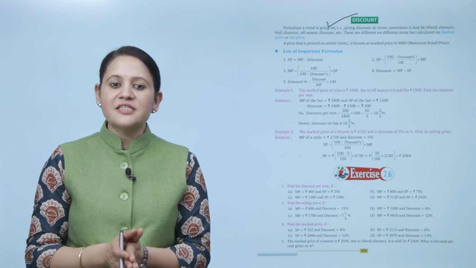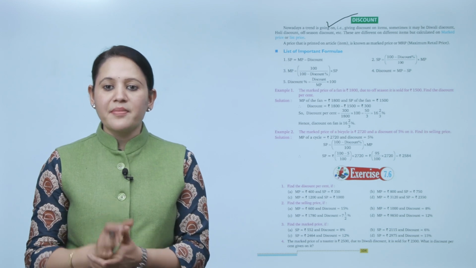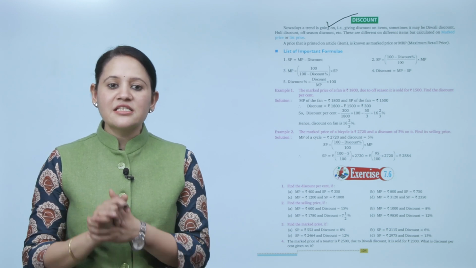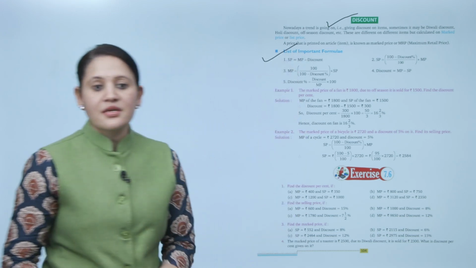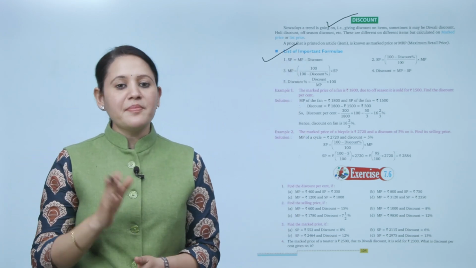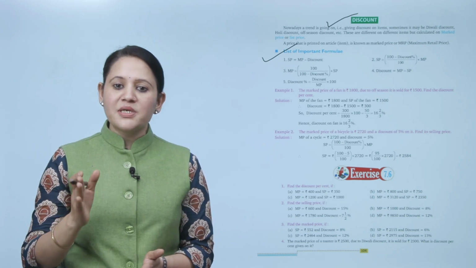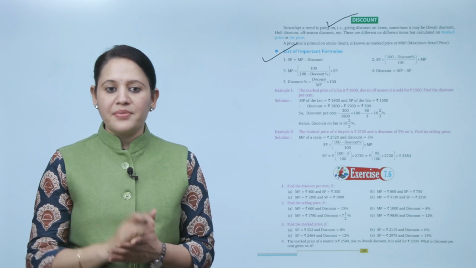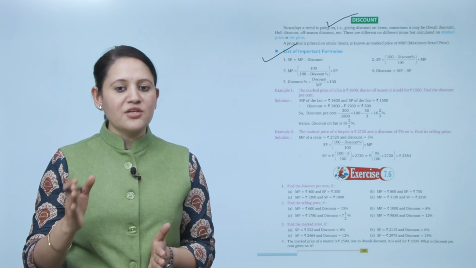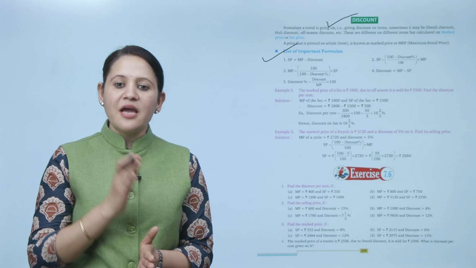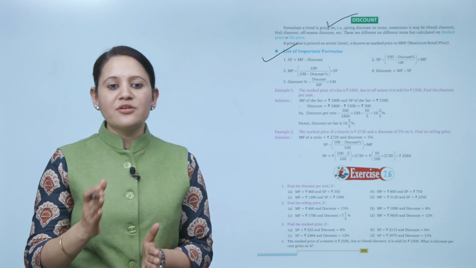A price that is printed on the article is known as mark price or MRP, maximum retail price. Next is the list of important formula. SP equals to MP minus discount. SP equals to 100 minus discount percent upon 100 into MP. MP क्या हो जाएगा? 100 upon 100 minus discount percent into SP. Discount, MP minus SP. Discount percentage, discount upon MP into 100.